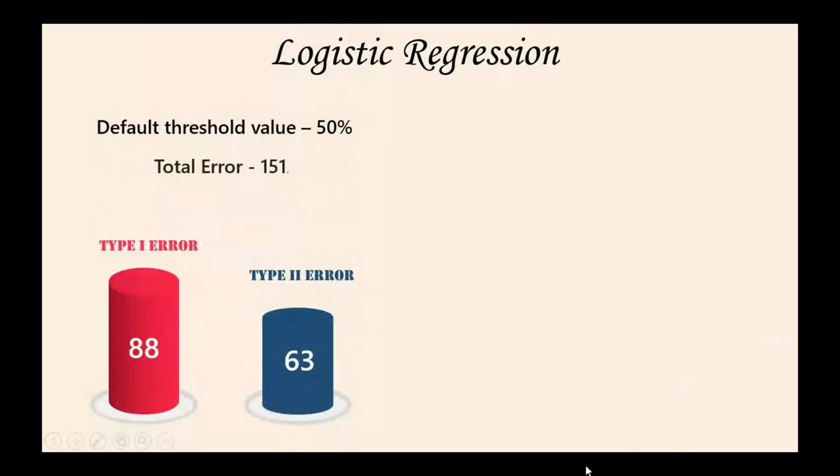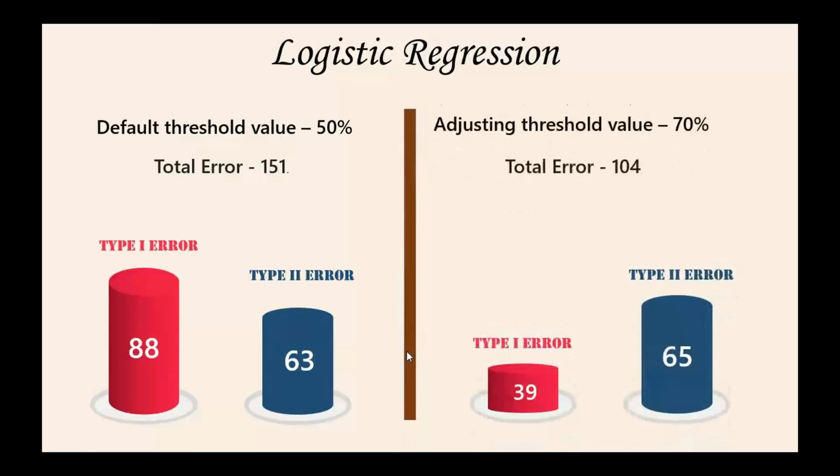As discussed earlier, we decided to use logistic regression, which has a default threshold value of 50%, which means that it gives equal weightage to both class 0 and class 1, where class 0 is for non-defaulters and class 1 is for defaulters. When we implemented the model, we found a total error of 151. What does a type 1 error mean? The person was actually not a defaulter, but the model predicted them as a defaulter. The number here is 88. And type 2 error, where the person is actually a defaulter, but the model predicted not a defaulter, is 63.